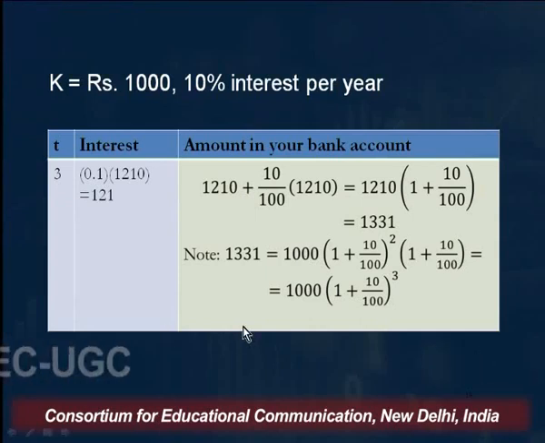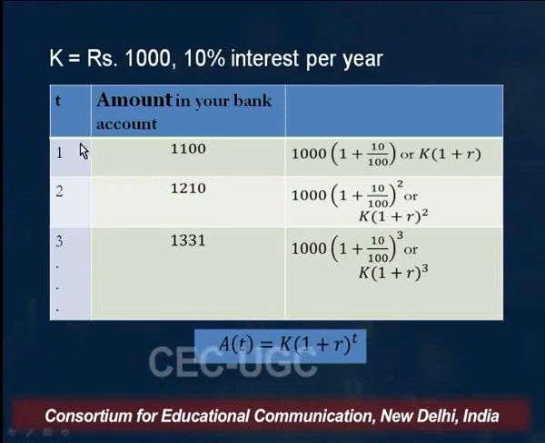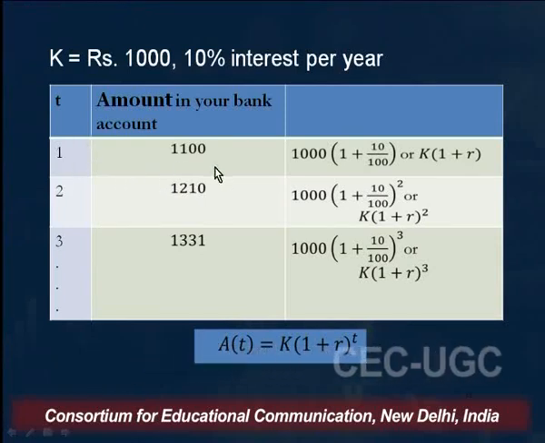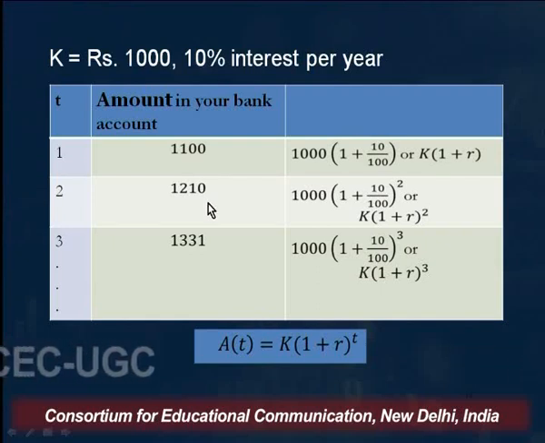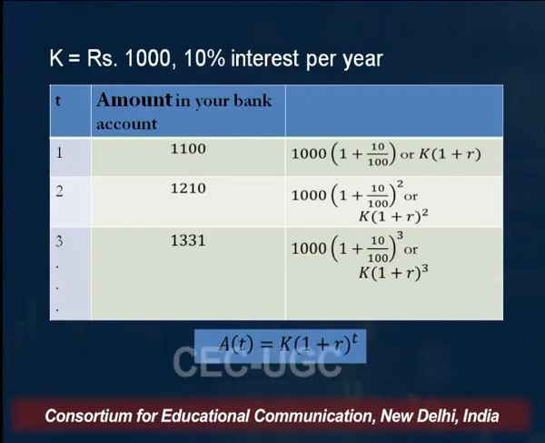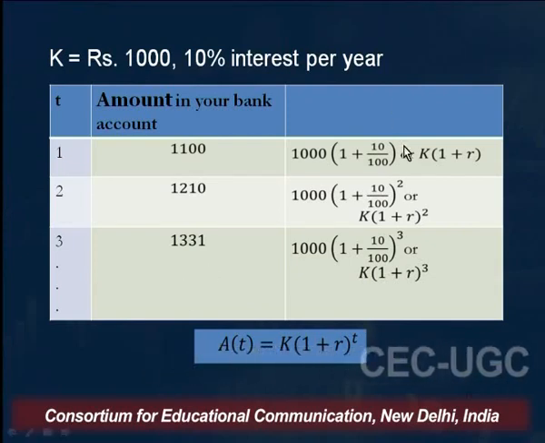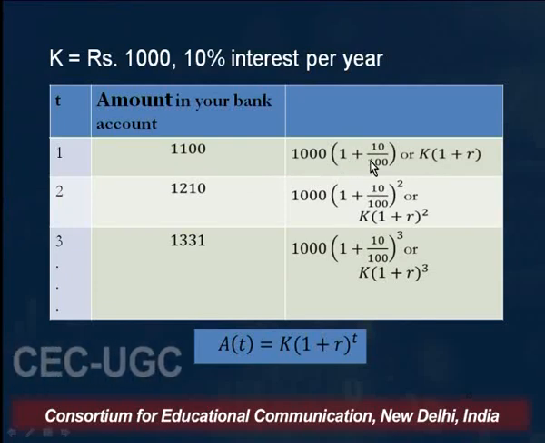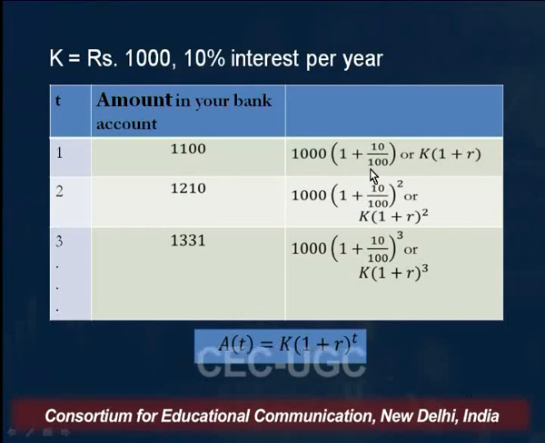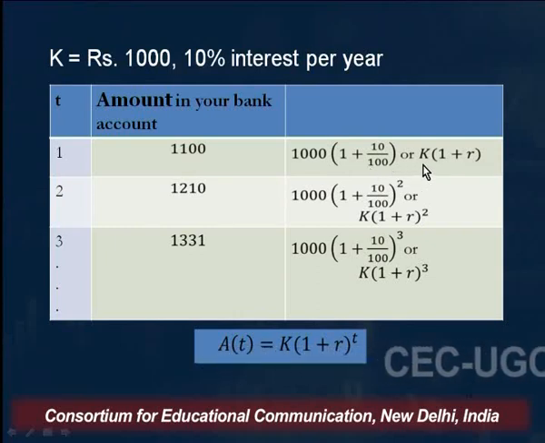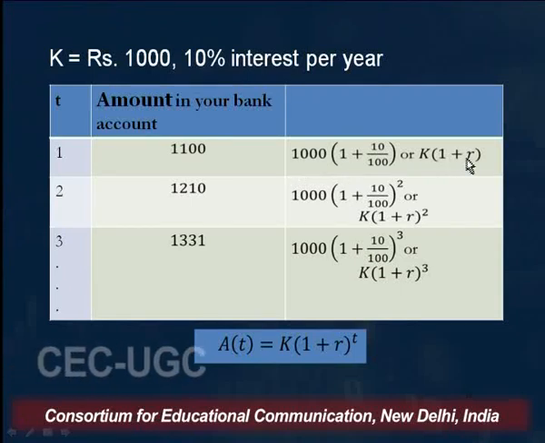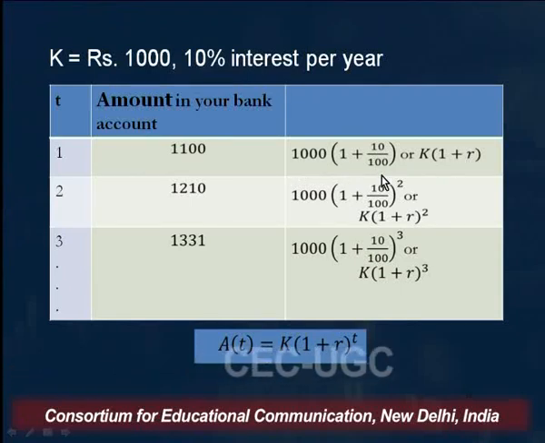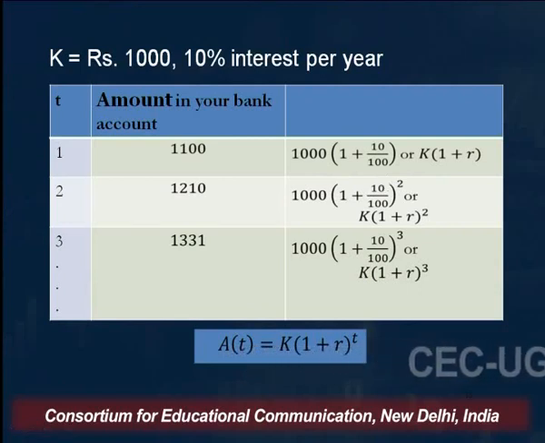So in general, what is happening? Look here, at the end of the first year, I have 1100 in my bank, right? 1000 has become 1100. At the end of the second year, it's 1210. At the end of the third year, it's 1331. And mathematically, 1100 can be written as 1000 times 1 plus 10 by 100, as I showed in the previous slide. That is nothing but K, because K is the principal amount, times 1 plus R, right? R is nothing but your 10%, so 0.1.